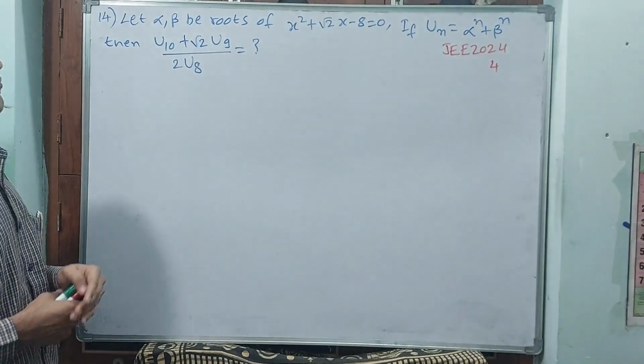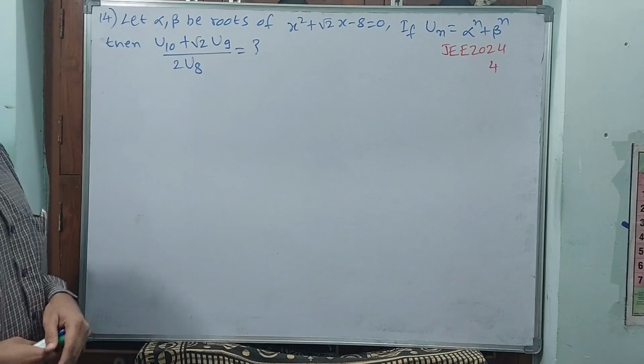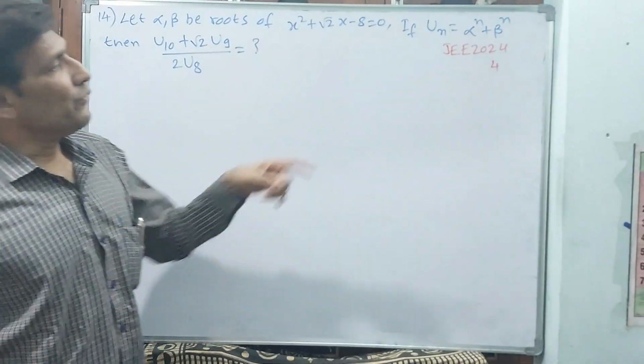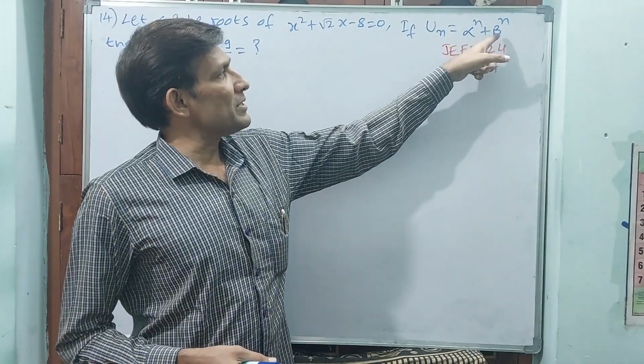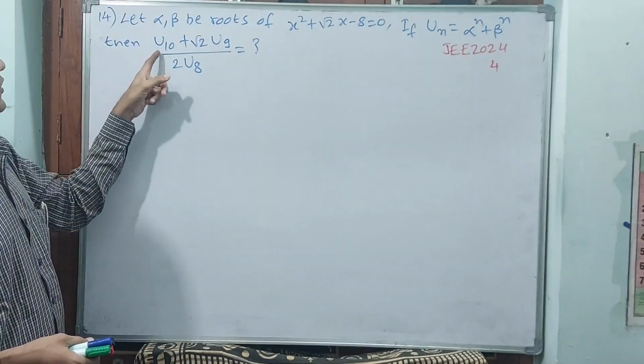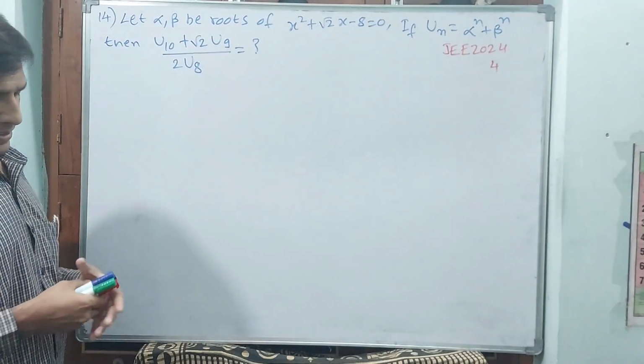Okay, see question number 14. Let alpha, beta be the roots of x square plus root 2 x minus 8 equal to 0. If u_n is equal to alpha to the power of n plus beta to the power of n, then (u10 plus root 2 u9) by 2 u8 is equal to how much?